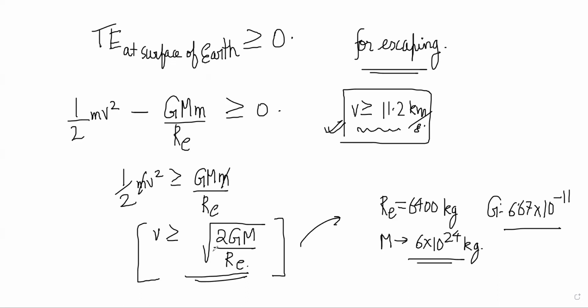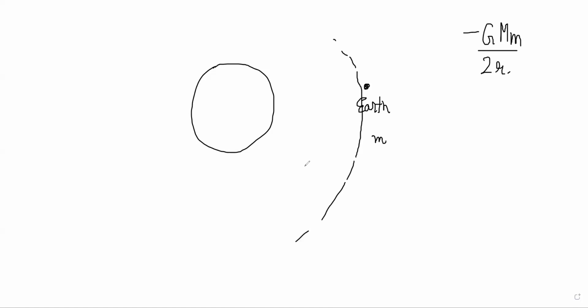This formula will also be valid for any mass which is holding another body to it, as long as you're calculating it from the surface. It is also possible that, let's say, the sun was here, earth was here, and earth is in orbit right now. Total energy of the earth is minus G M m by 2r, where M is the mass of the sun.